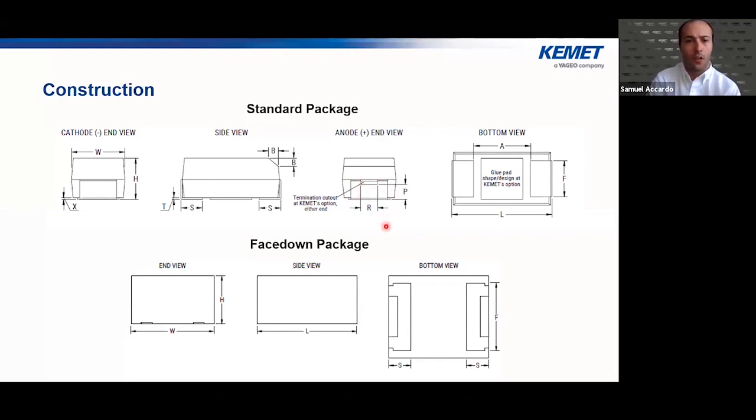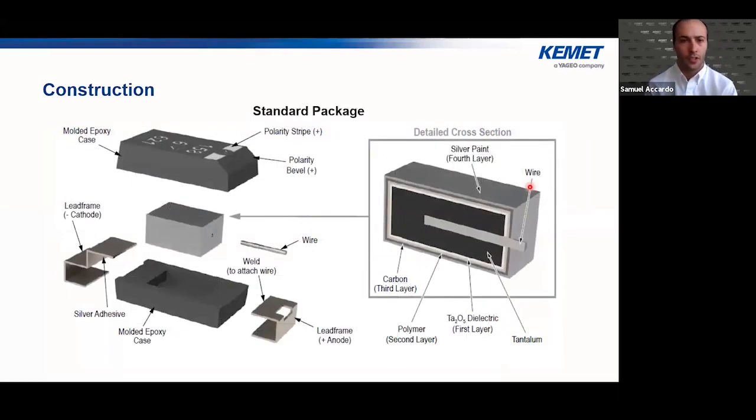Then we have what we call the face down package, which is basically parts that come in similar type footprints, except they're more volumetrically efficient. We'll get to why they are more volumetrically efficient in just a minute. What you notice is that the front end and the back ends of the capacitors don't have the large lead frame coming up on them. This is a bottom view of the face down package, and this is the bottom view of the standard package.